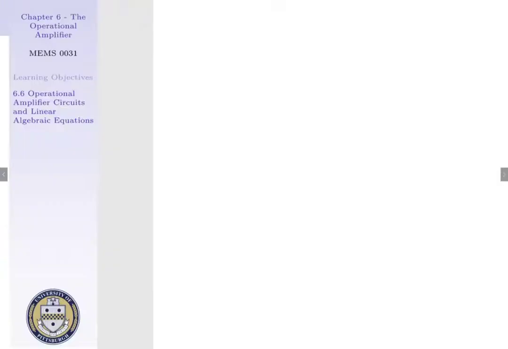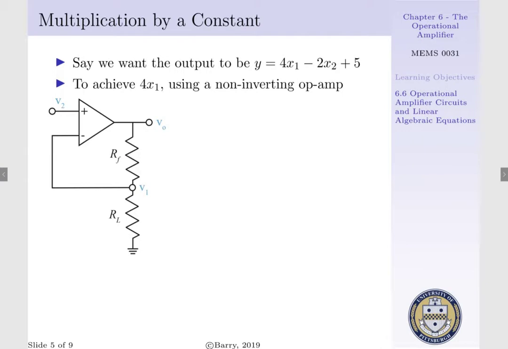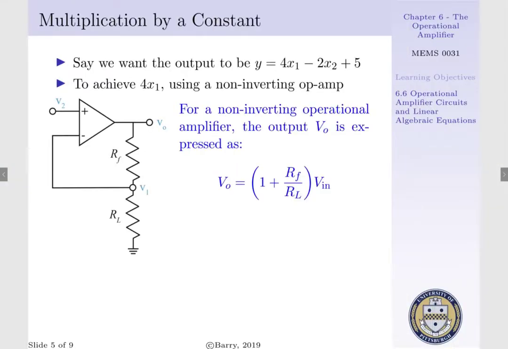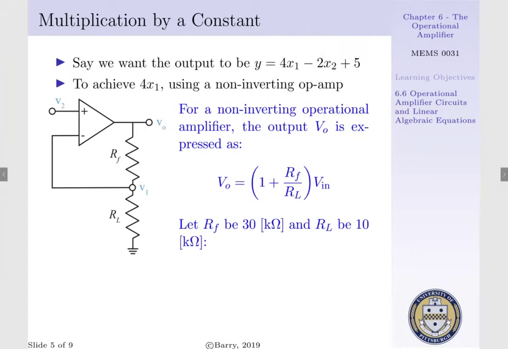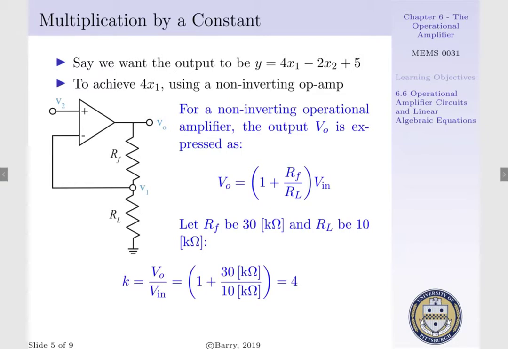To determine the gain of our first input, x1, we could achieve this by using a non-inverting operational amplifier, where we recall our output is equal to 1 plus RF per RL times our input voltage. If we want a gain of 4, we want a ratio of RF per RL to be 3, such that we'll let RF be 30 kiloohms and RL be 10 kiloohms. In doing such, our gain, or our output voltage per input voltage, is equal to 1 plus 30 kiloohms per 10 kiloohms, which gives us a value of 4. Therefore, V2 represents our input and Vout represents our output, which would then be x1, our input for our function.